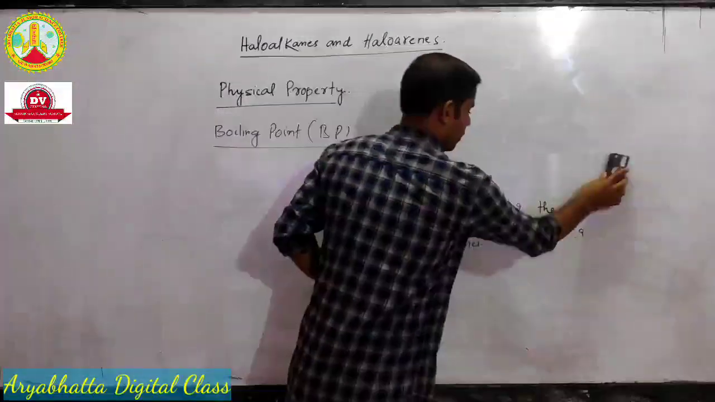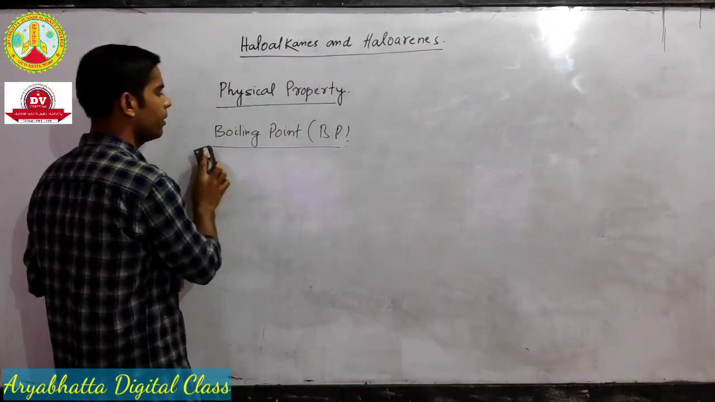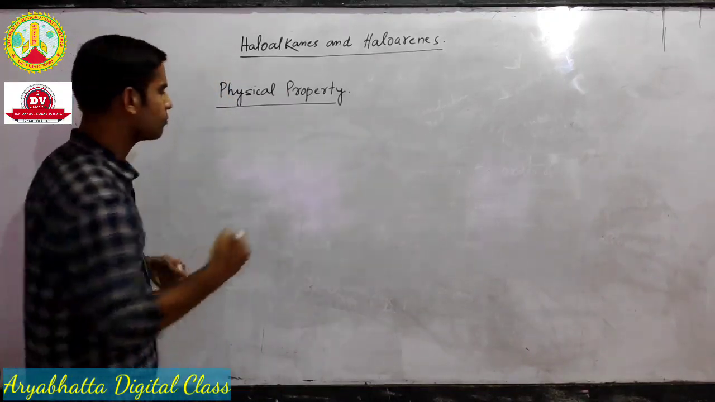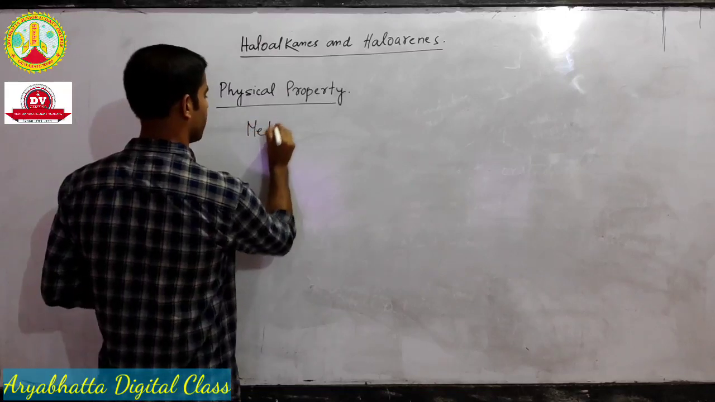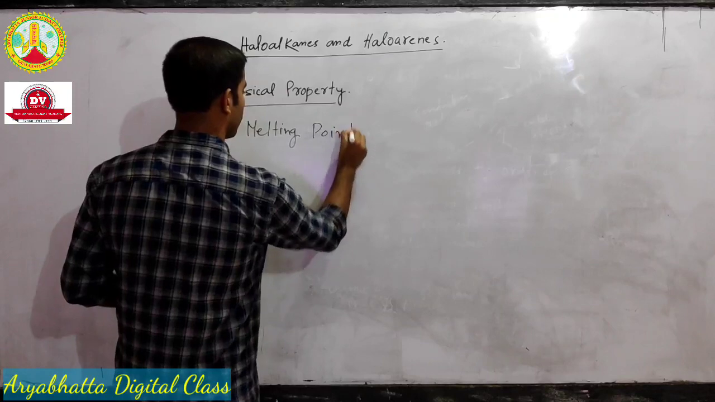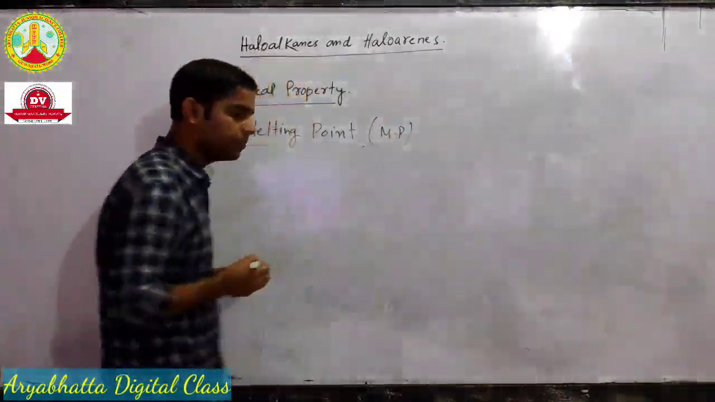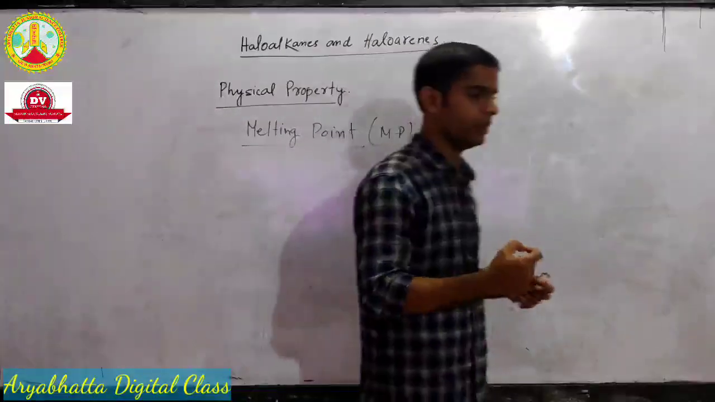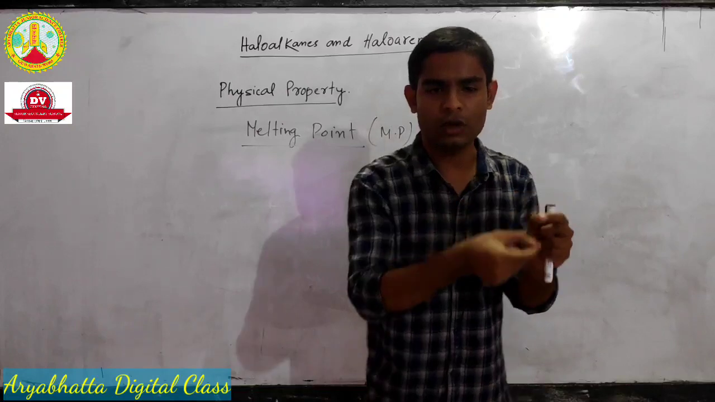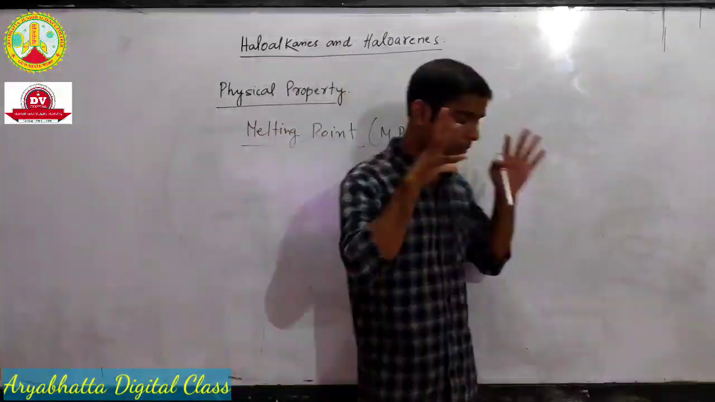Now we will go to the next physical property. The next physical property is melting point. Now obviously you all know what is melting point. Again, melting point is that temperature at which anything changes from solid phase to the liquid phase, from solid to liquid.